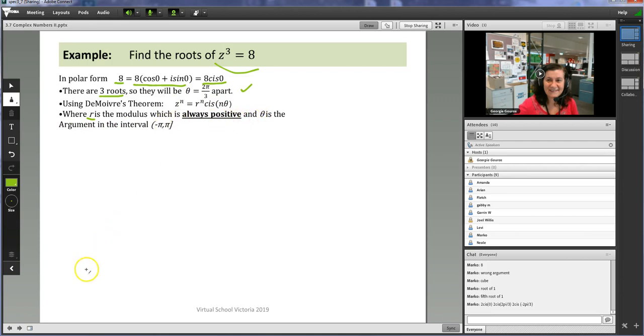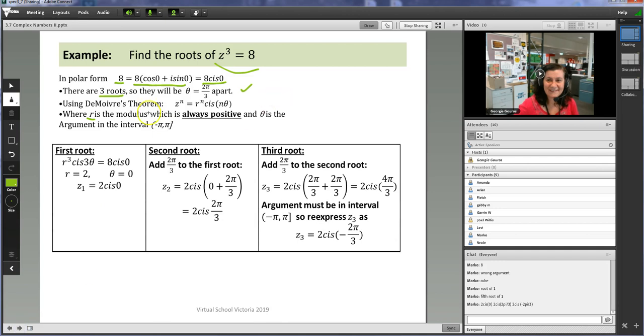Okay, so I can see Marco's already got the answer here, and I think it's pretty easy to see. We're going to have 3 roots. Let's call them Z1, Z2, and Z3. The easiest one to find is the real one, of course, the one where r cubed cis 3 theta is equal to 8 cis 0. That means that r is equal to 2 and theta is equal to 0 according to De Moivre's theorem. So that's the very first root. That's 2 cis 0 is the first cubic root.